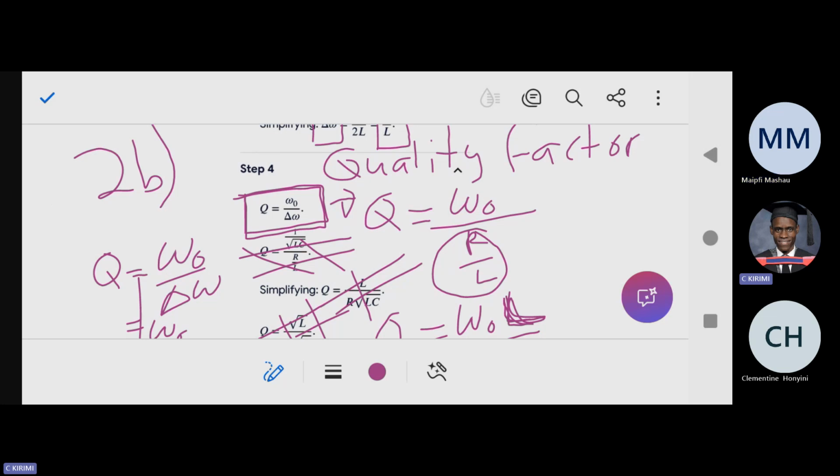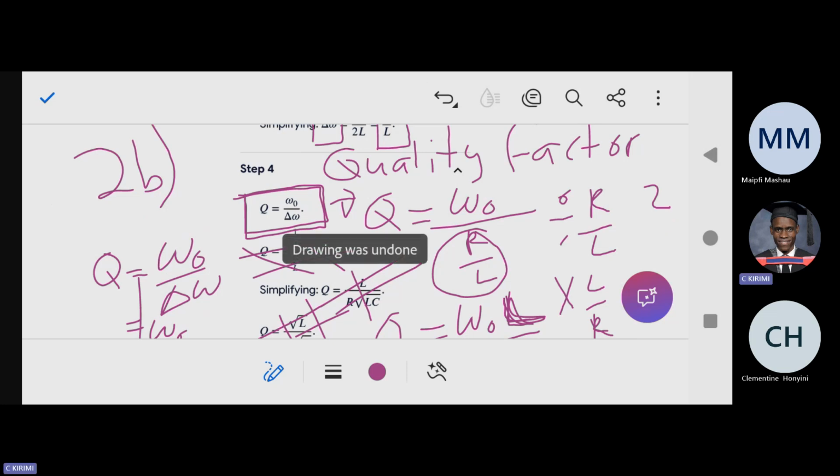Do you get the logic? When you divide by R over L, it's the same as multiplying by L over R. Just like when you divide by 2, it's the same as multiplying by half. Dividing by 2 is the same as multiplying by half. So there are only 3 steps which you are doing. The other ones, they are just coming back.